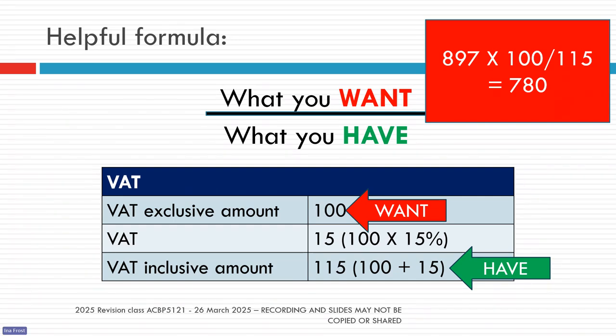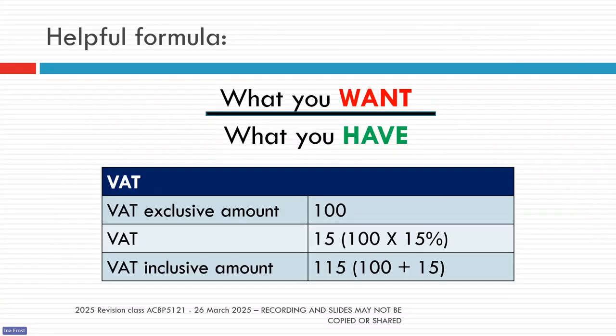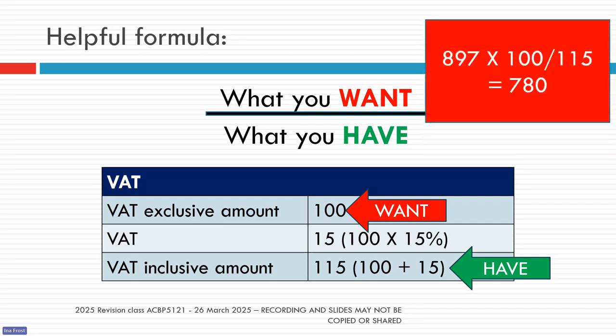So you can either use the what do you want over what do you have technique, or failing that, you can also just use the divide by 1.15 method. Either of these gives us the 780. So either of those formulas will give you the correct answer.